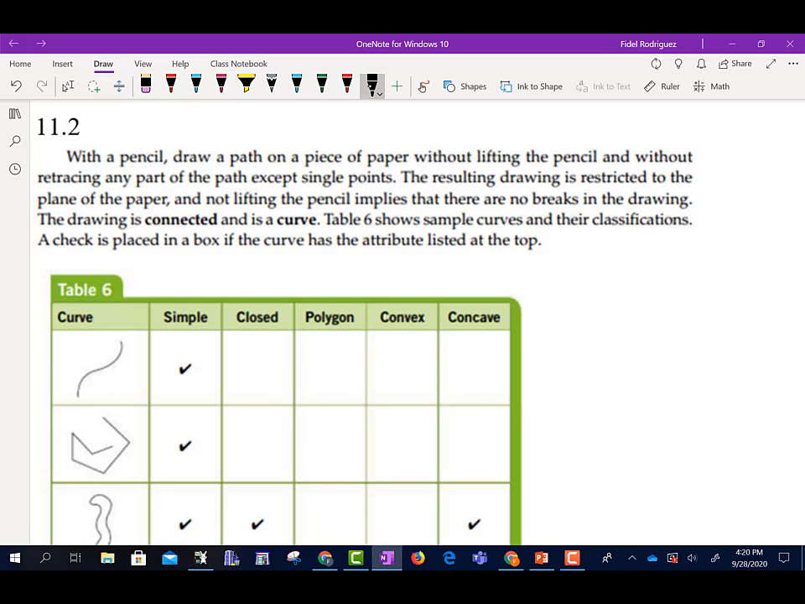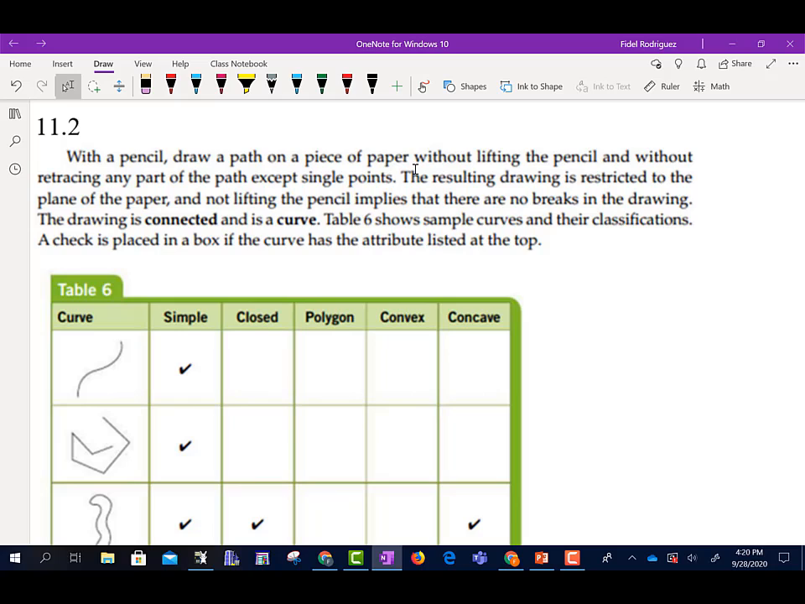So section 11.2, we're going to be talking about different geometric figures here, guys. It says, with a pencil, draw a path on a piece of paper without lifting the pencil and without retracing any part of the path except single points. The resulting drawing is restricted to the plane of the paper, and not lifting the pencil implies there are no breaks in the drawing. The drawing is connected and it's a curve.